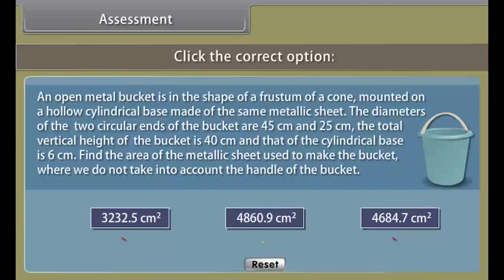Assessment. Let us know how much you have learned. Click the correct option.